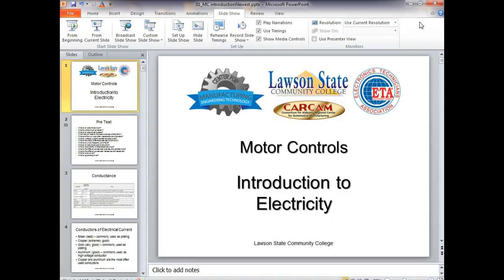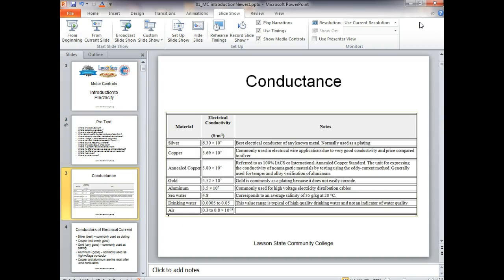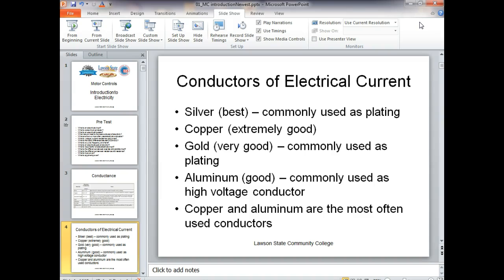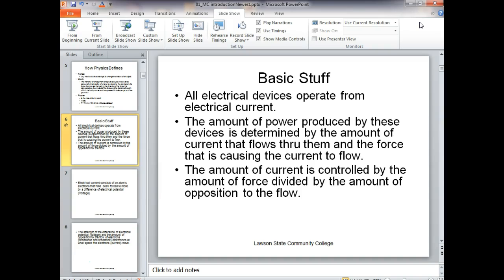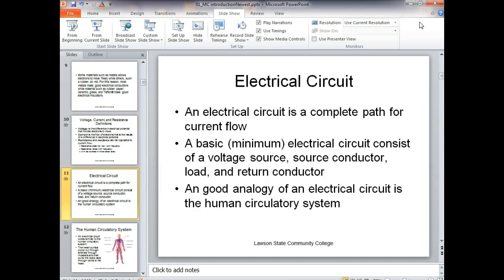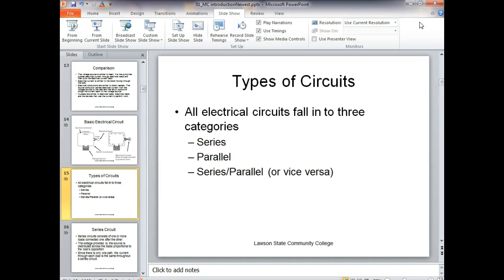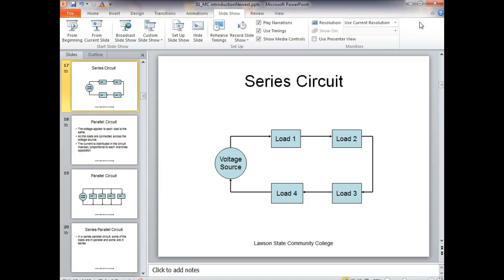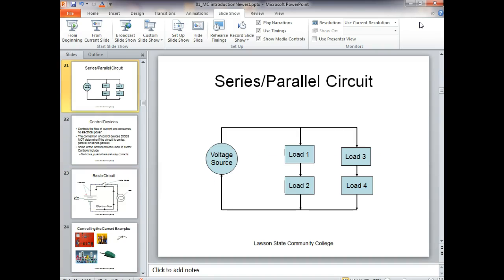So we talked about, we're getting an introduction to electricity. Some of y'all already know this, so hopefully it was a review for those. We talked about the best conductors of electricity. We talked about a little bit of physics, right? Talked about what voltage was, what current was, and what opposition or resistance was. We got to touch on something called reactance, which we'll get into in more detail. We looked at series circuits, parallel circuits, and series parallel circuits.